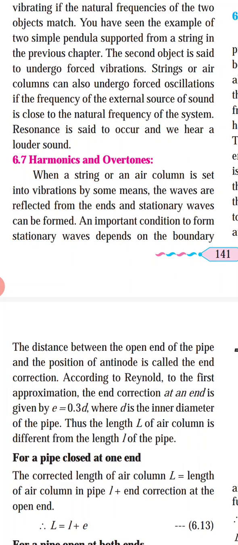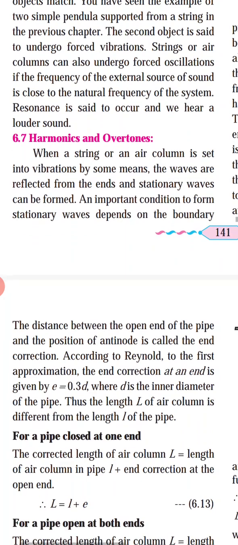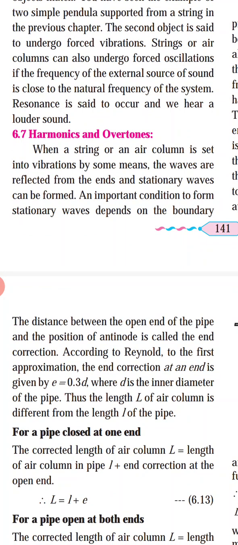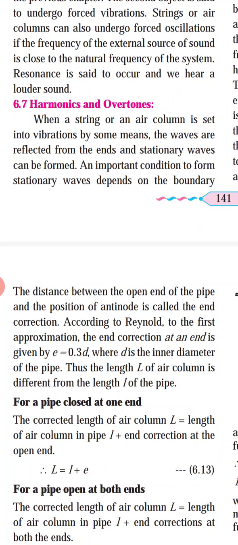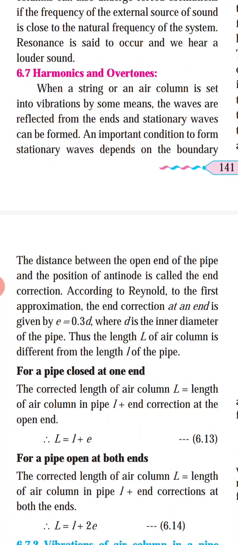Thus, the length capital L of the air column is different from the length l of the pipe. So, here capital L is the length of the air column and small l is the length of the pipe. So, we can write for a pipe closed at one end, the corrected length of air column capital L is equal to the length of air column in the pipe plus end correction. So, L equal to l plus E.